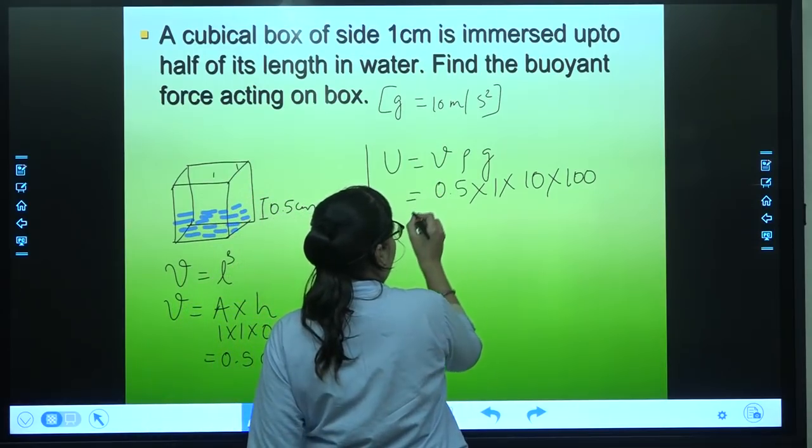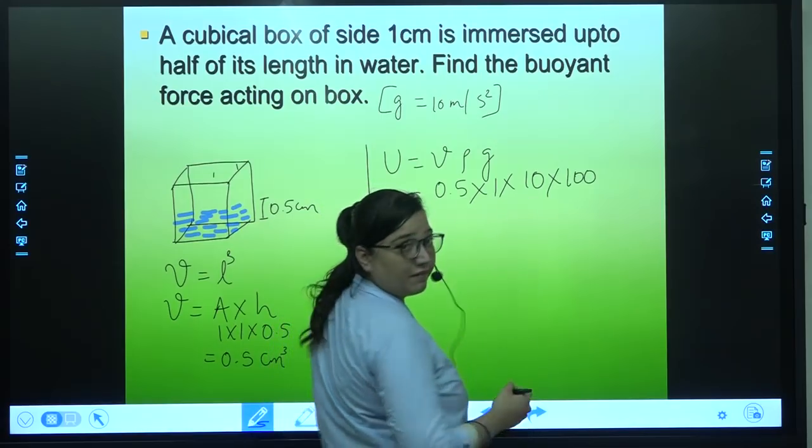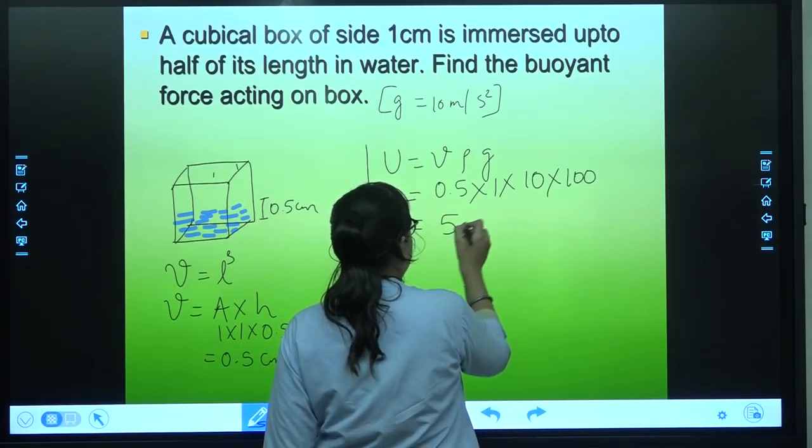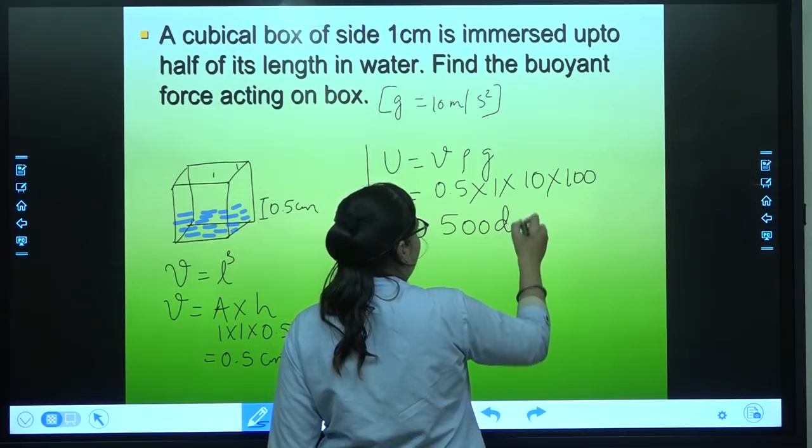Now 0.5 into 10 is 5. 5 into 100 is 500. So it is 500 dyne.